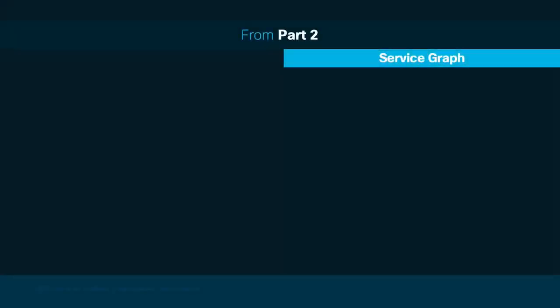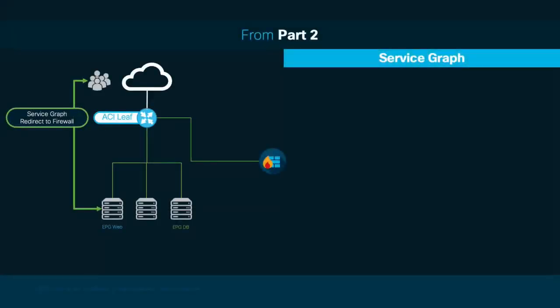In part 2 of this chapter, we covered how to redirect all traffic between EPGs to a firewall, using unmanaged service graphs. However, there may be scenarios where we do not want to redirect all traffic to the Layer 4 Layer 7 device, but just a subset of it. And this is where policy-based redirection, or PBR, comes in.